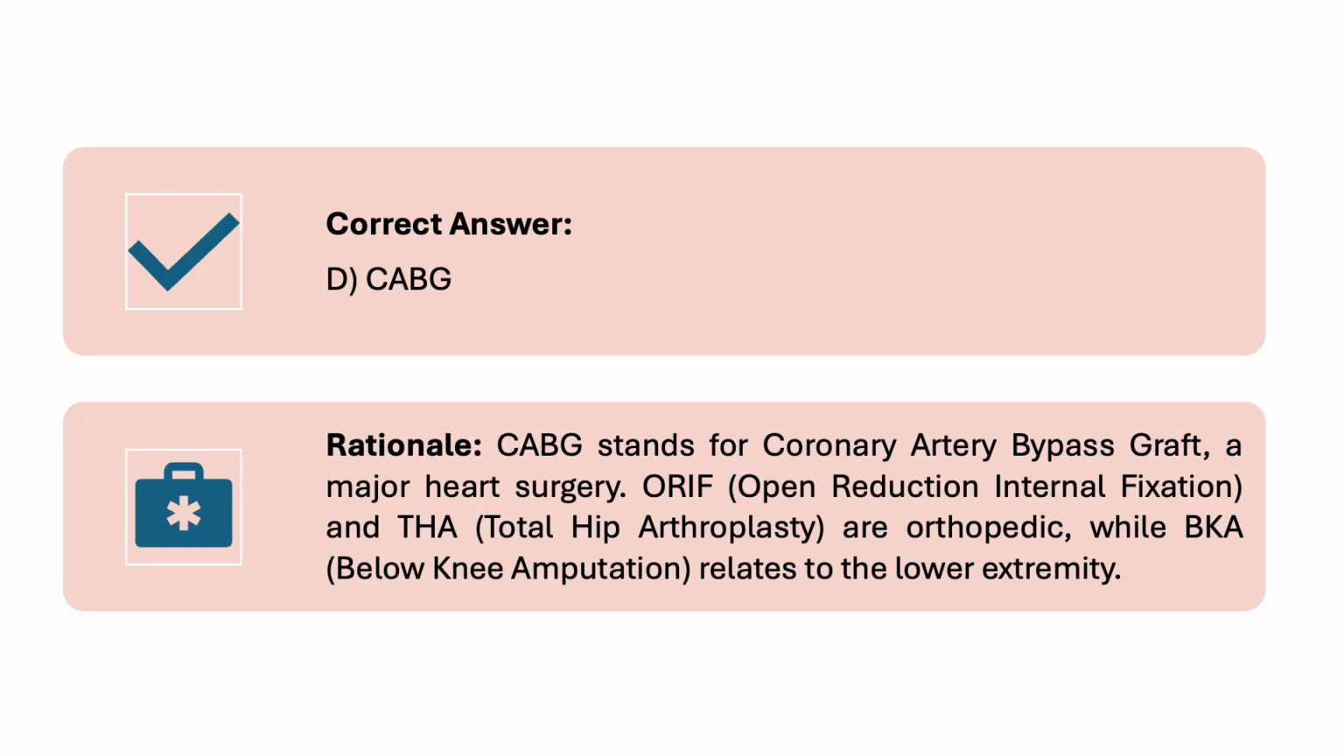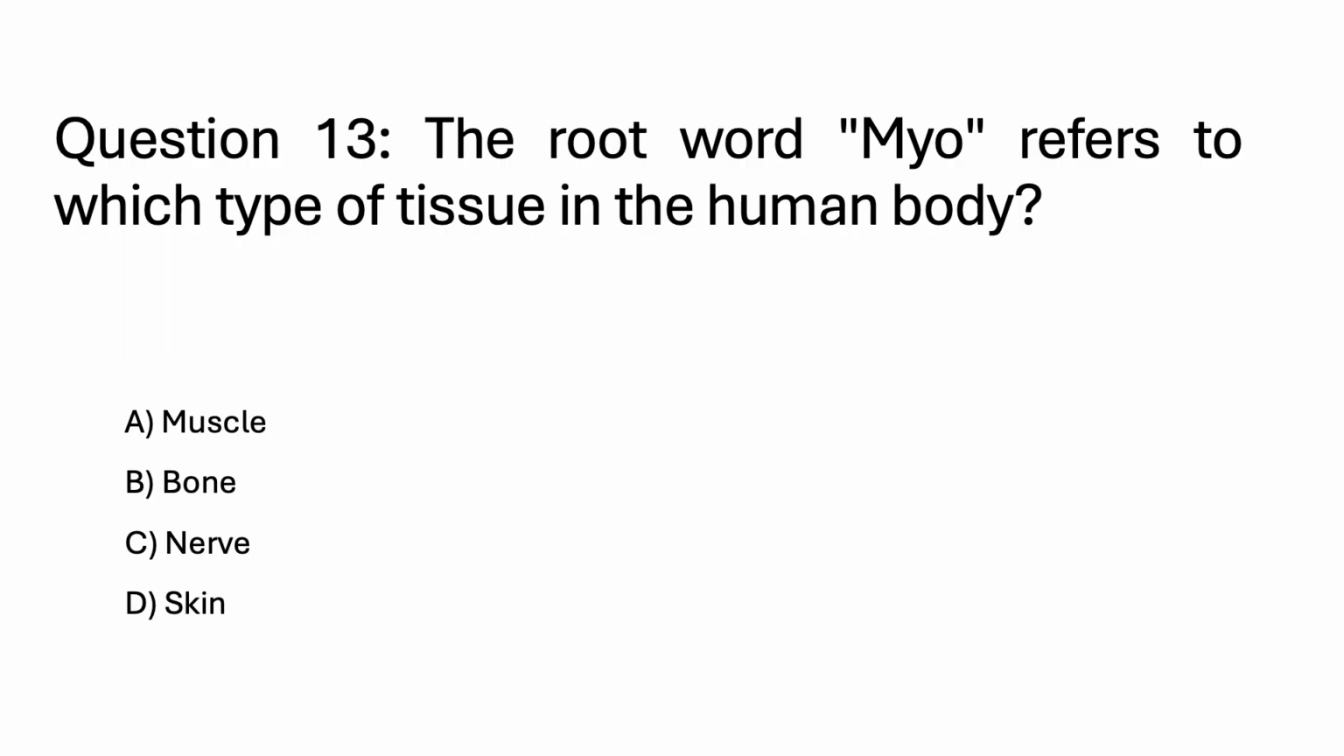Correct answer, D. CABG. Rationale. CABG stands for coronary artery bypass graft, a major heart surgery. ORIF, open reduction internal fixation, and THA, total hip arthroplasty, are orthopedic, while BKA, below knee amputation, relates to the lower extremity. Question 13. The root word myo refers to which type of tissue in the human body?